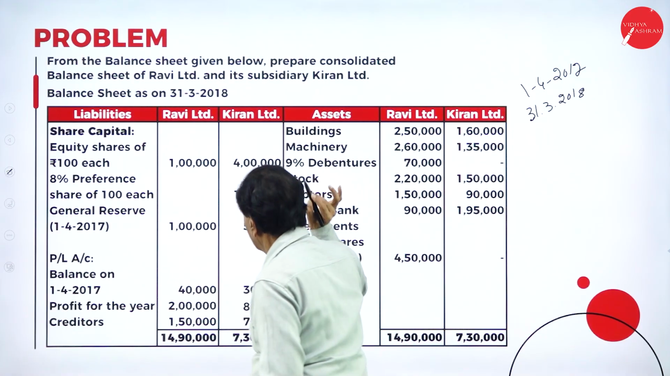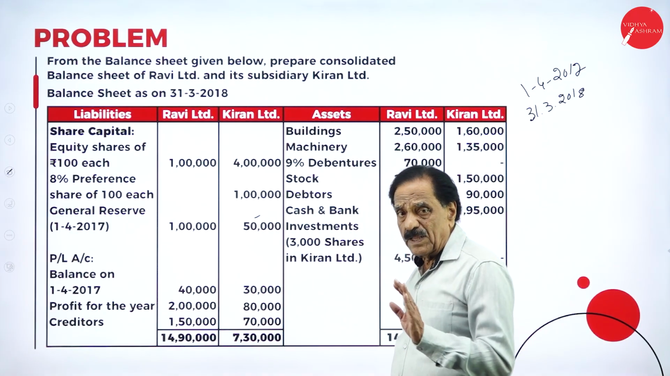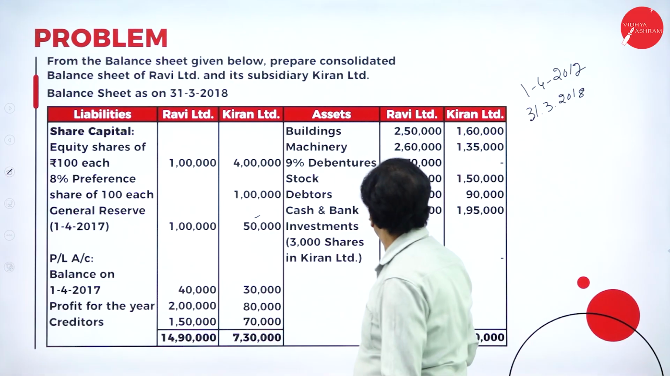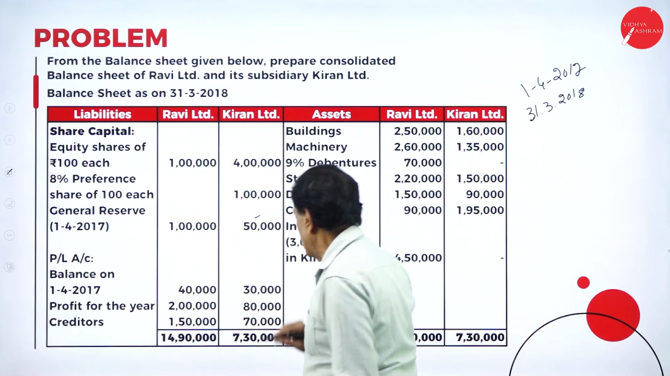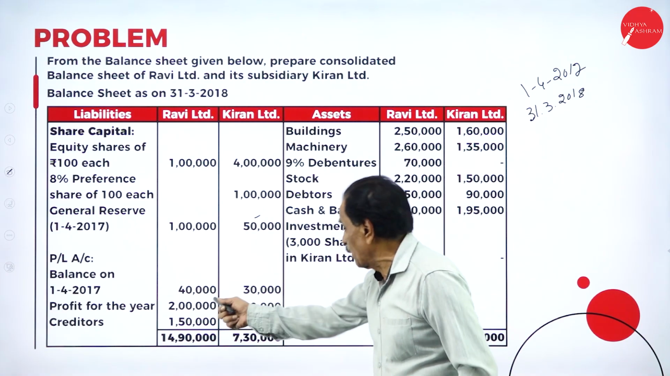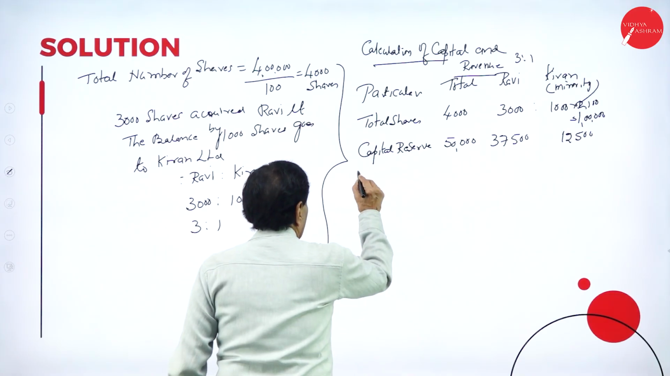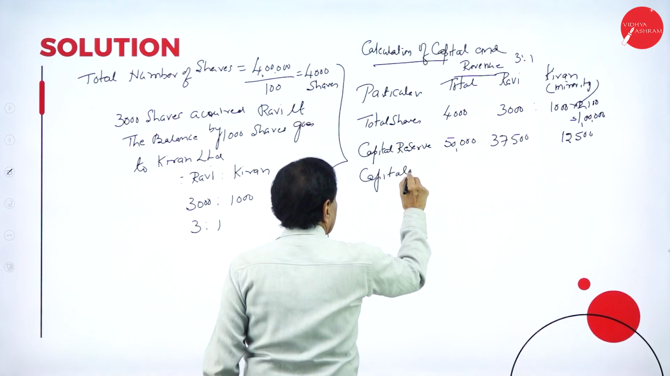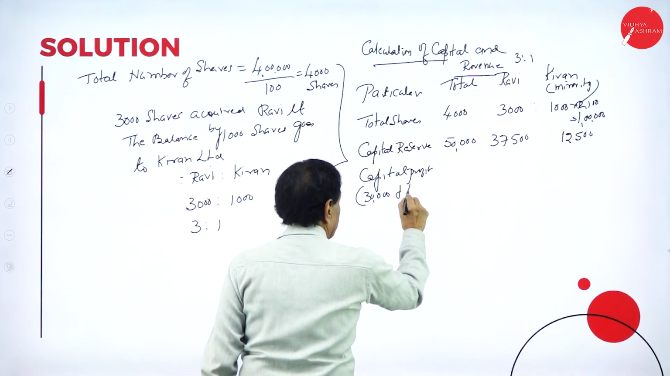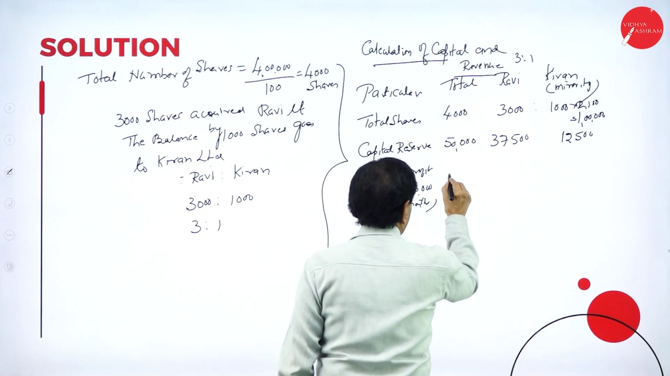Now regarding this, the capital profit is 30,000. Profit for the year is 80,000. 6 months capital profit, 6 months revenue profit. Out of 80,000, half means 40,000 capital profit, another 40,000 revenue. So you already got a capital profit of 30,000. Total capital profit becomes 70,000. 30,000 already available plus 6 months, totally 70,000.